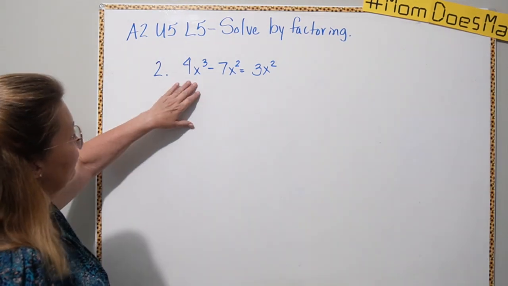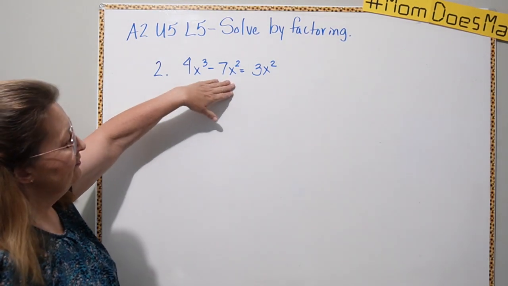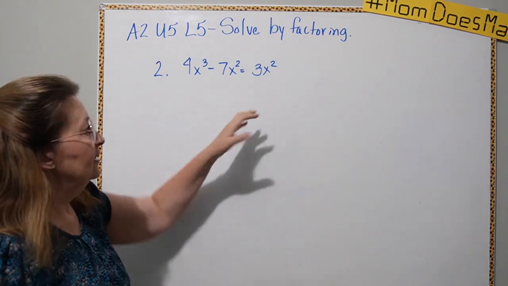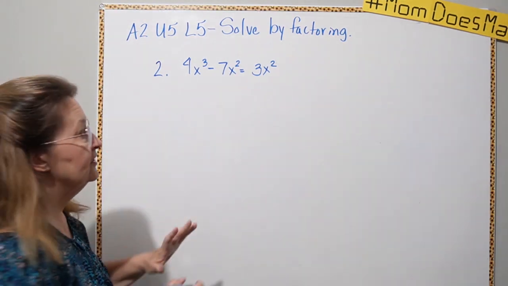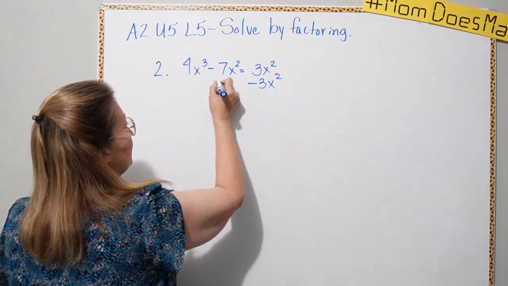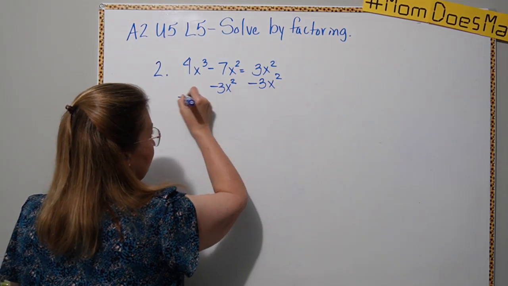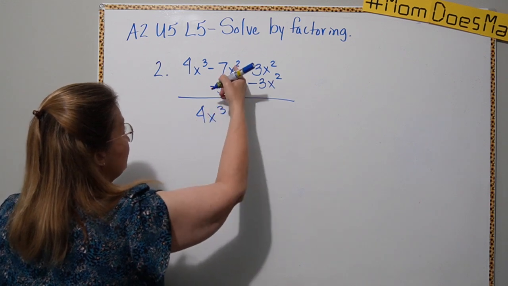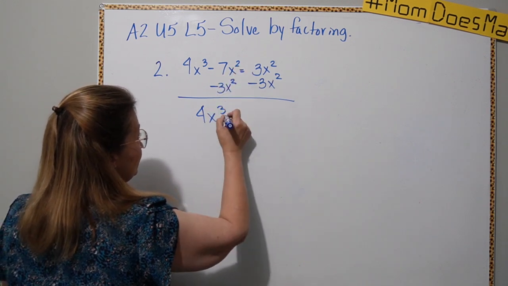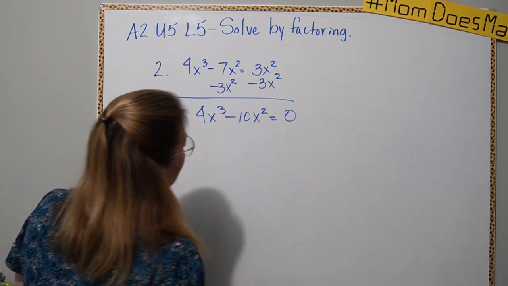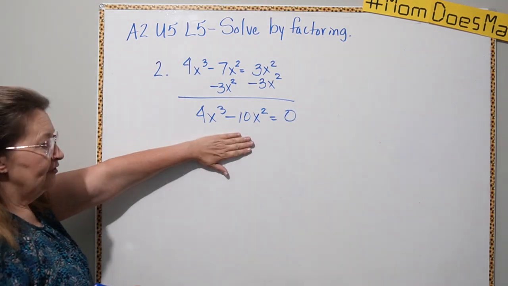Okay, for number 2, we have 4x to the third minus 7x squared equals 3x squared. So first we've got to get it in standard form. That means I need a 0 right here. So I'm going to subtract 3x squared from here. Whatever you do to one side, you have to do to the other. Now, 4x to the third comes down. -7x squared minus 3x squared gives you minus 10x to the second equals 0. All right, we're ready to factor.